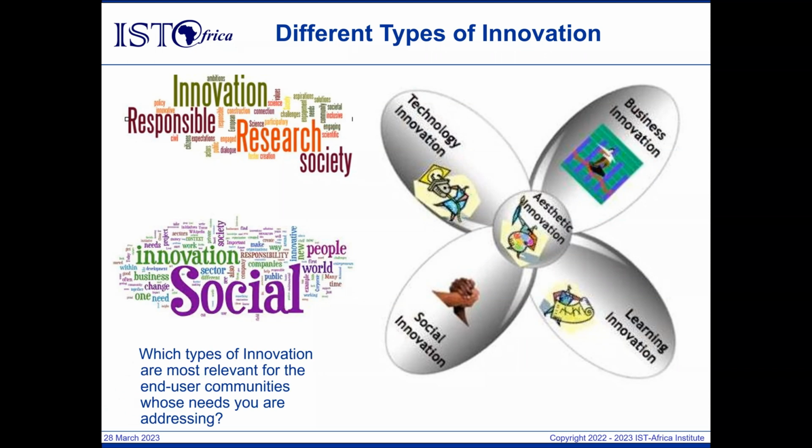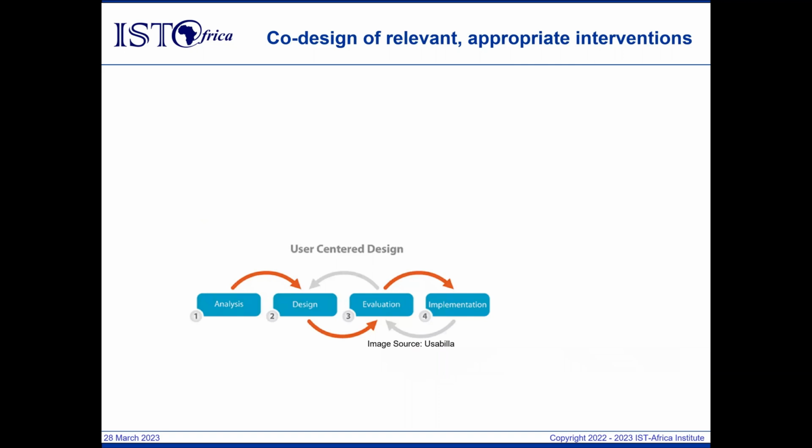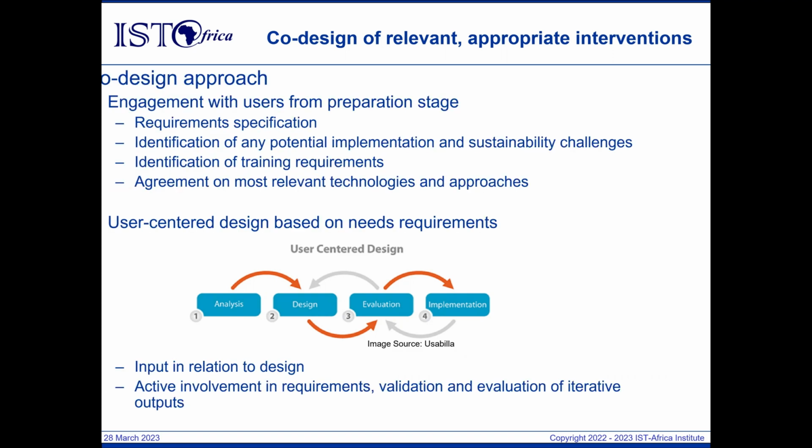So, when we are engaging with local communities, it's advisable to ask ourselves what types of innovation are most relevant for the end user community whose needs I wish to address and support. When we undertake a co-design approach, there's a requirement to engage with and capture inputs from end user communities as early as possible. And this covers all aspects.